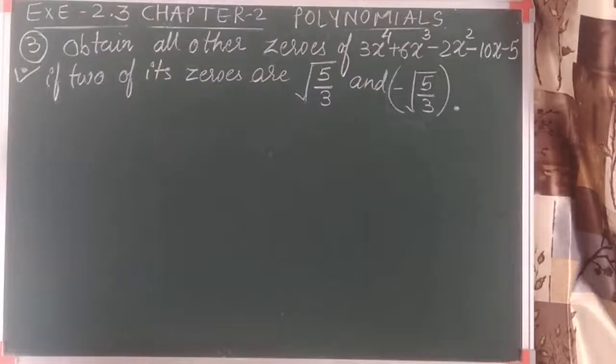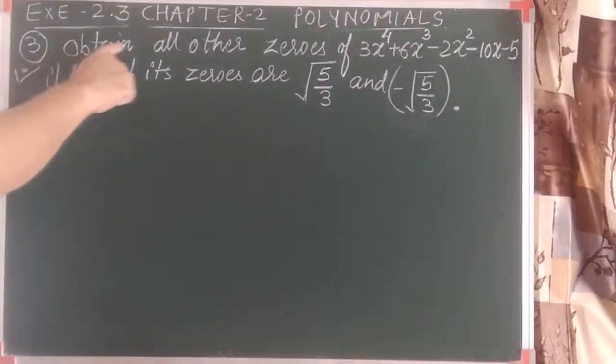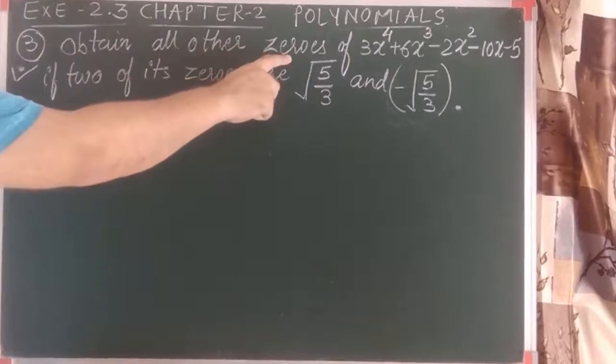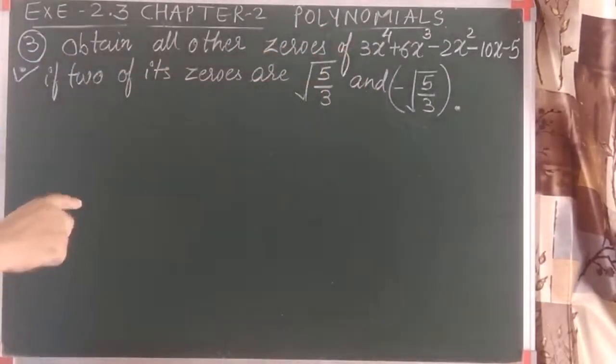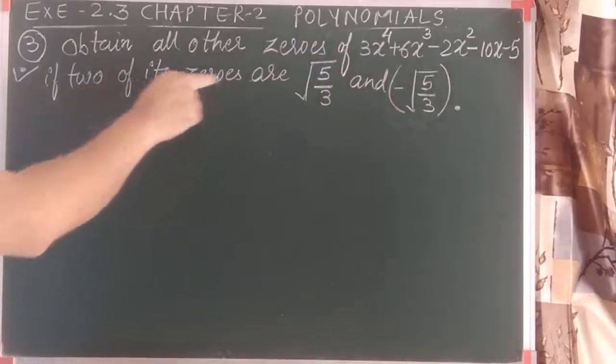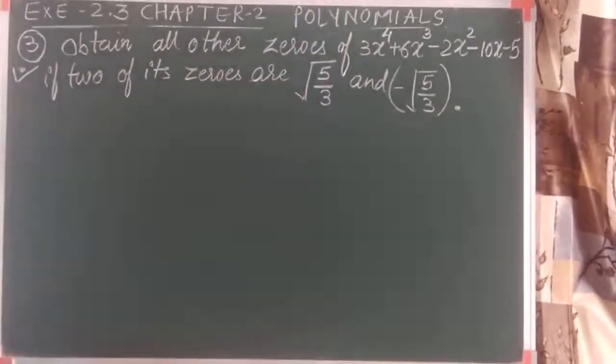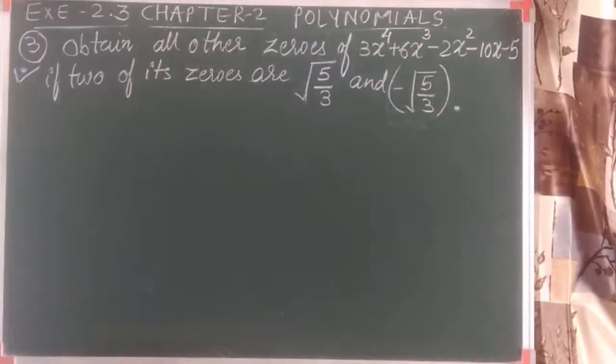The chances of such questions coming in exams are more than 90%, even in the board examination. Let's see and try to understand the question. The question is, obtain all other zeros of this polynomial if two of its zeros are root 5 by 3 and minus root 5 by 3.